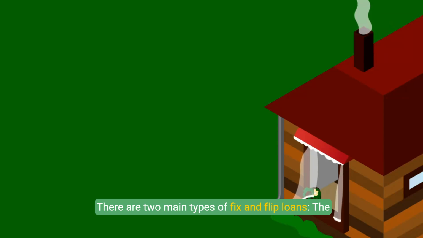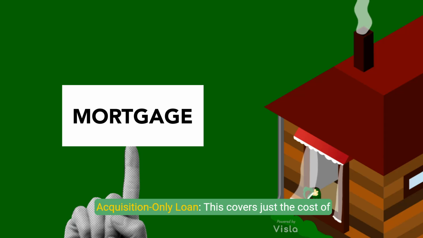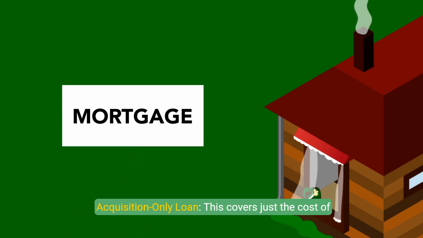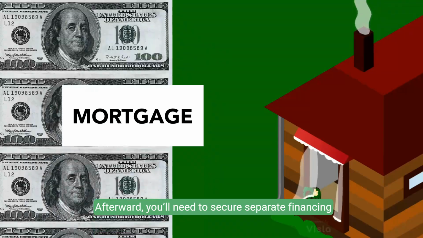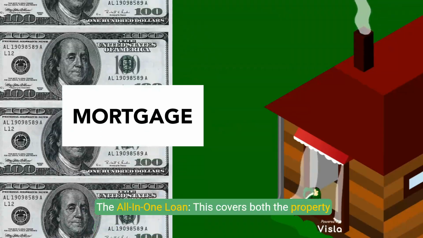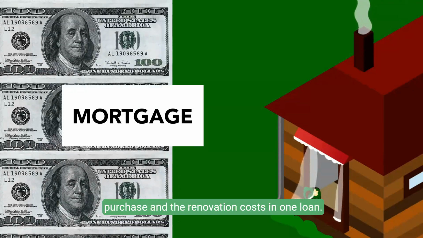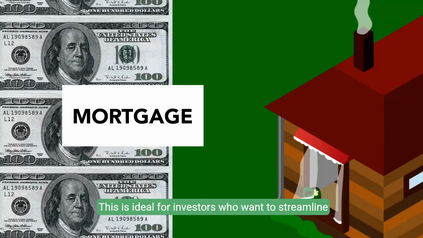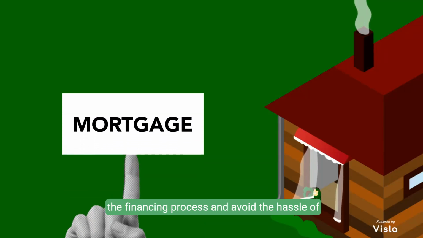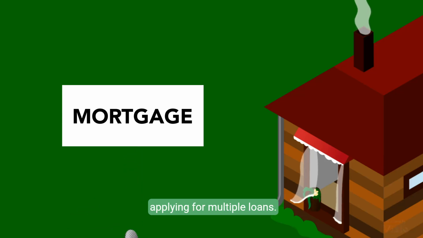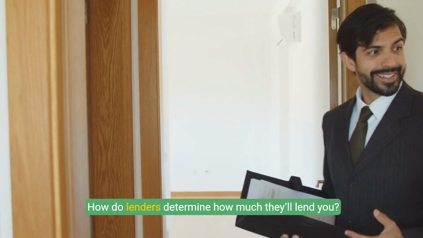There are two main types of fix and flip loans. The acquisition-only loan. This covers just the cost of purchasing the property. Afterward, you'll need to secure separate financing for the renovations. The all-in-one loan. This covers both the property purchase and the renovation costs in one loan. This is ideal for investors who want to streamline the financing process and avoid the hassle of applying for multiple loans.